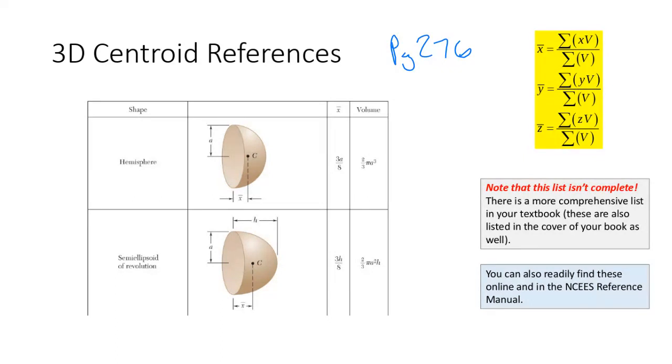Now, the problem that I'm about to do, actually, none of these shapes are in there, and you'll see why, because just because the shape isn't listed in a centroid table doesn't mean you can't find the centroid very, very easily.